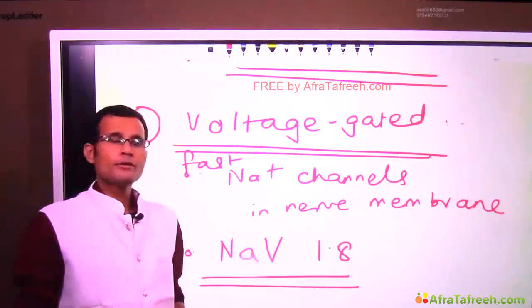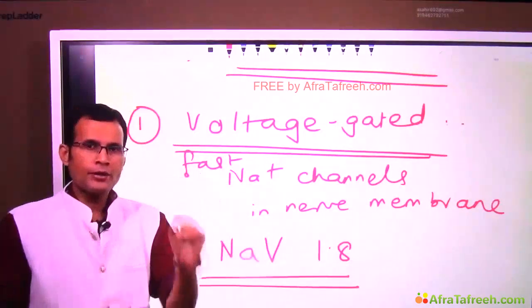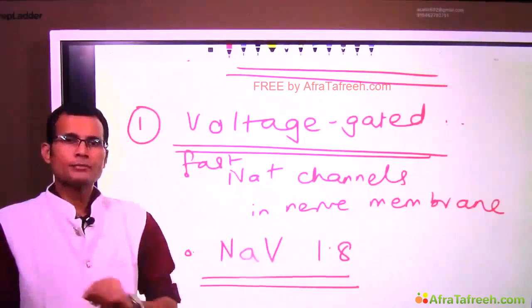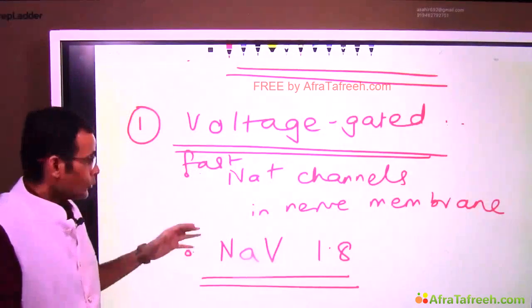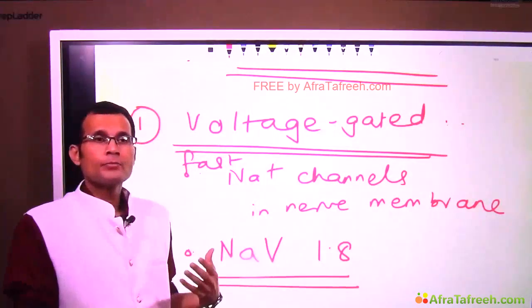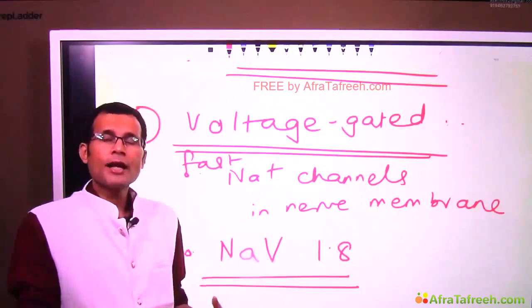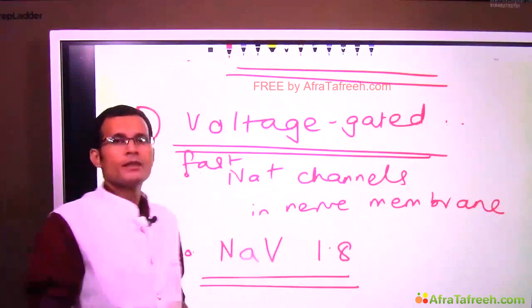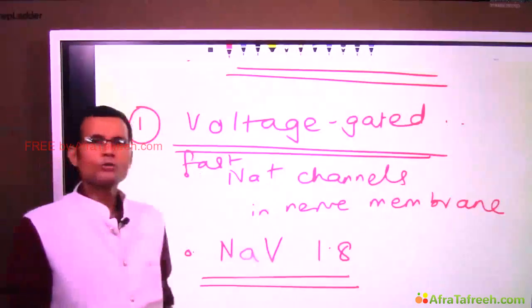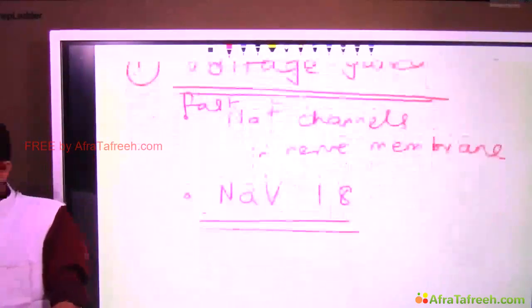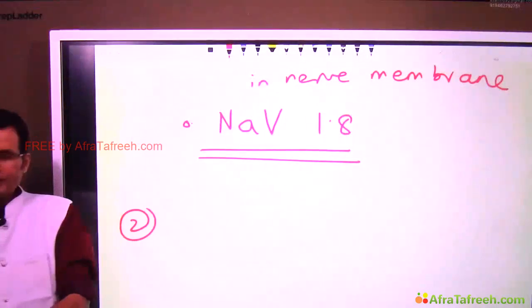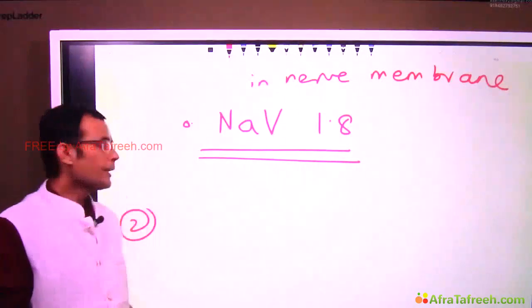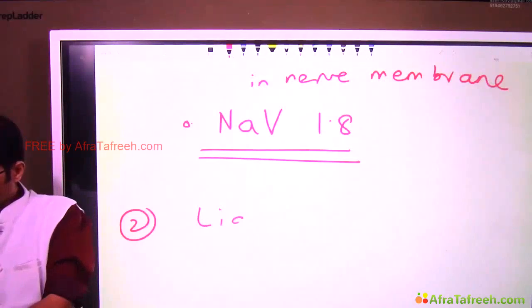These are also called tetrodotoxin resistant sodium channels. That means these sodium channels are resistant to even the action of tetrodotoxin, which is a specific poison for sodium channels, which we will see in the due course of our discussion. However, that's the first type of channel. Second, ligand gated channels.